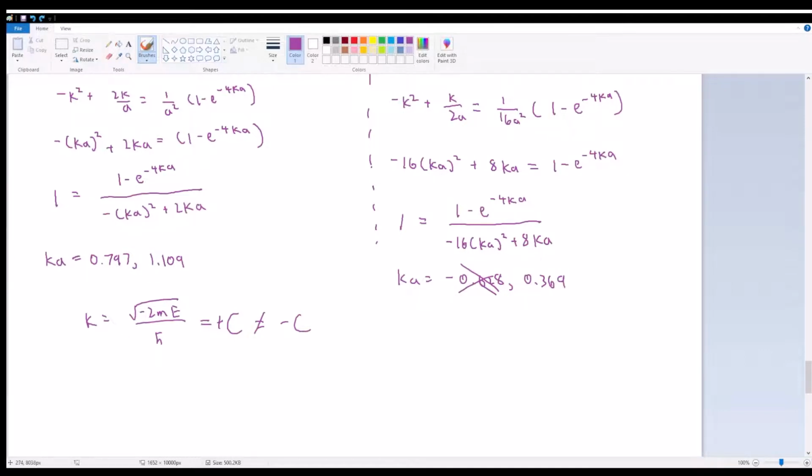So what we have left are these three possible values. We plug this into this equation, and we get the corrected values of energy. So we have 0.797, let's make it a set, 1.109, which is equal to Ka, which is equal to A times the square root of negative 2me divided by h bar. At this point, if we want to separate E, we just solve this algebraically and get the value for E. Same thing over here. We have 0.369 is going to equal Ka, which is going to equal A times the square root of negative 2me divided by h bar. And with that, we're done with this part of the problem.